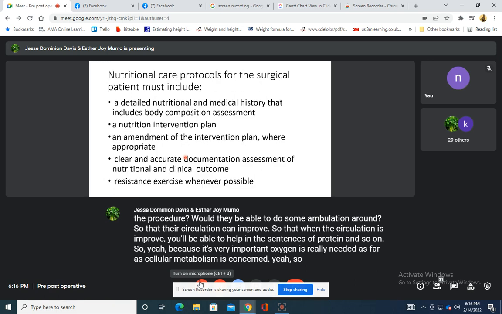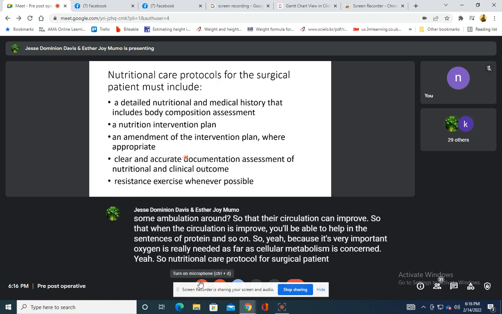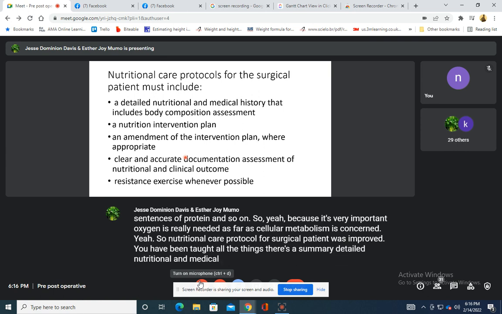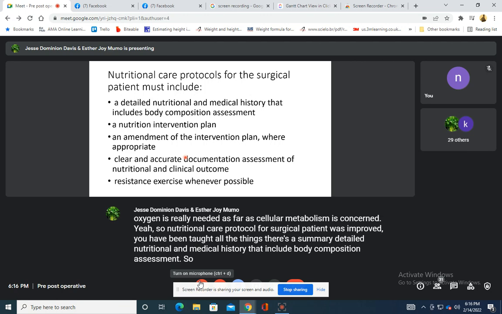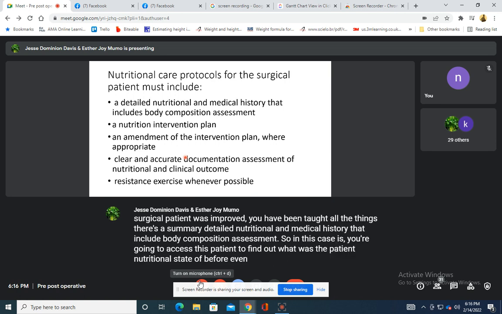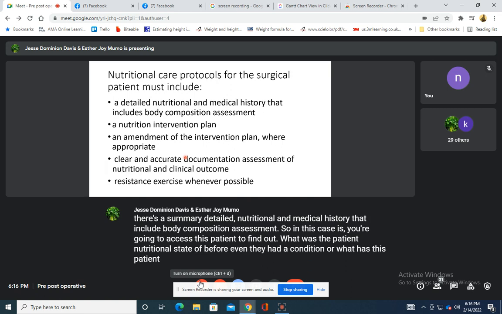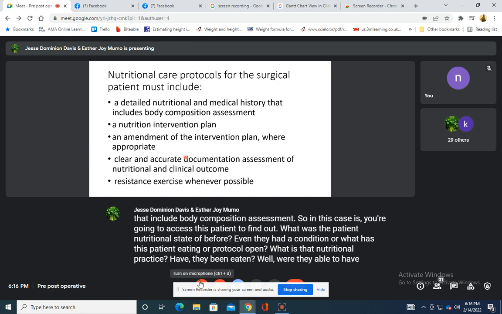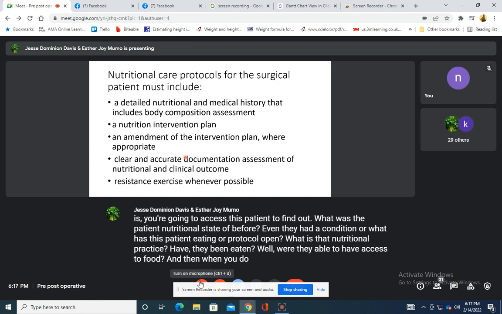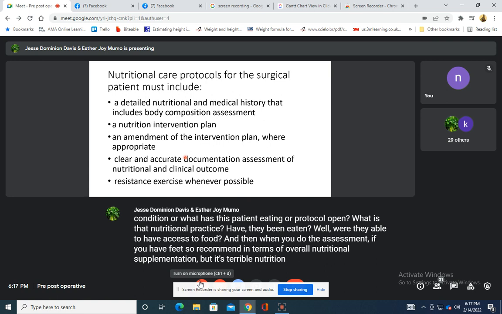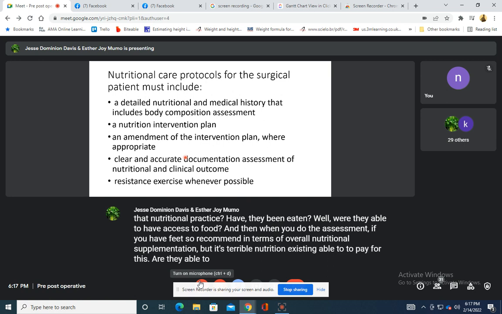Yeah, so the nutritional care protocol for a surgical patient must include, you must have been taught all these things, just a summary, a detailed nutritional and medical history that includes body composition assessment. So in these cases, you are going to assess this patient to find out what the patient's nutritional status was before they even had that condition, and what their nutritional practice is. Have they been eating well? Were they able to have access to food? And then when you do the assessment, if you have feeds to recommend, in terms of oral nutrition supplementation or parenteral nutrition, is the patient able to pay for this? Are they able to afford it, or do they have a cover that is able to do so? You have to be able to look into all those things.